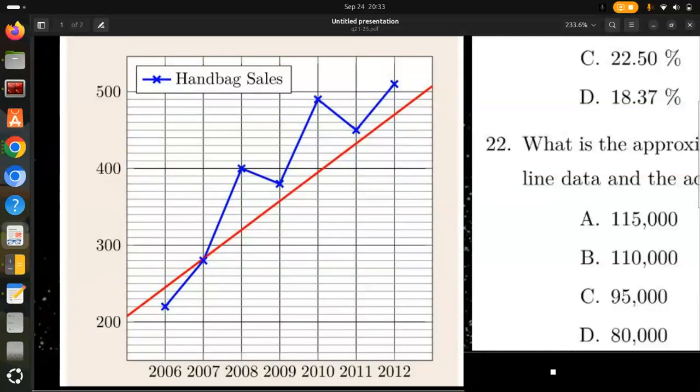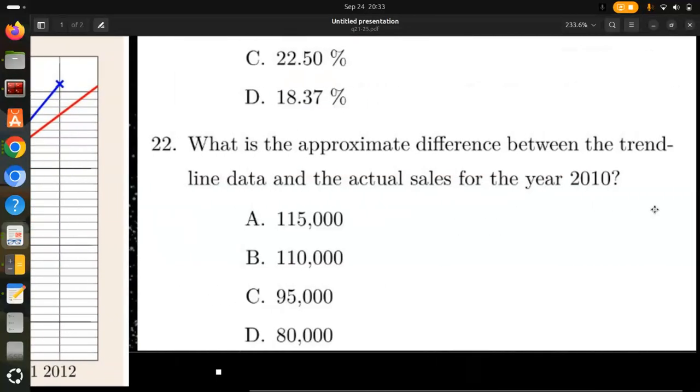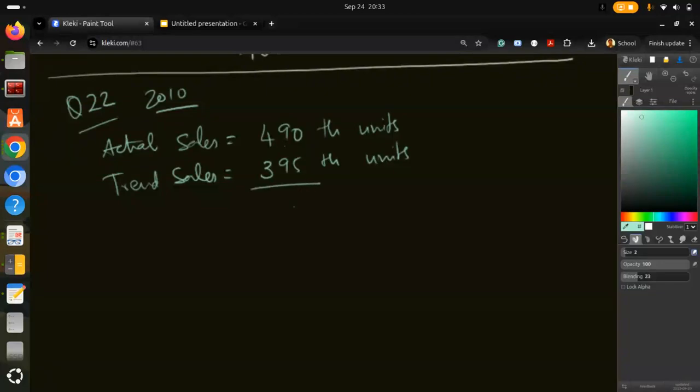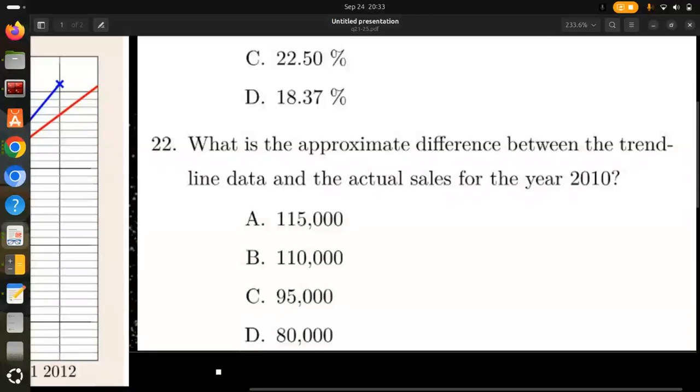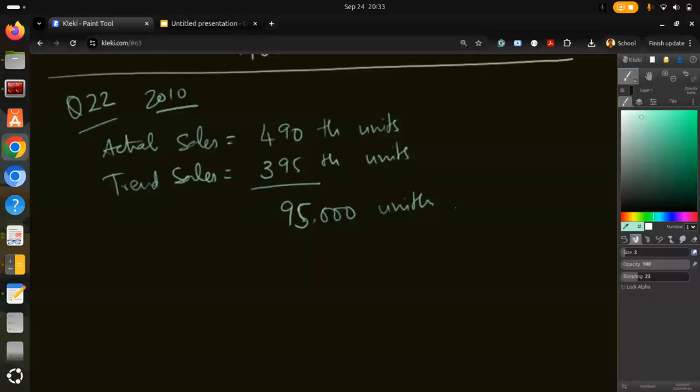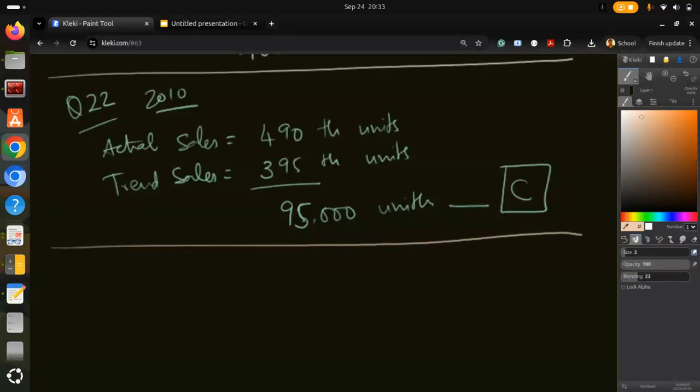And what is the question? What is the approximate difference between the trend line data and the actual sales? So what is the difference between these two? It is 95,000 units. It's just simple subtraction. You will get 95,000, which matches option C. So for question number 22, the answer is option C, as simple as that. So let's go to question number 23 now.